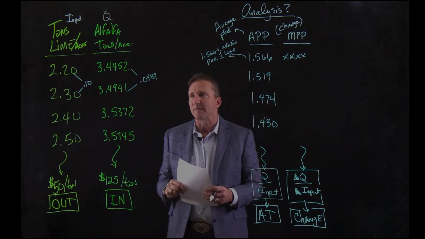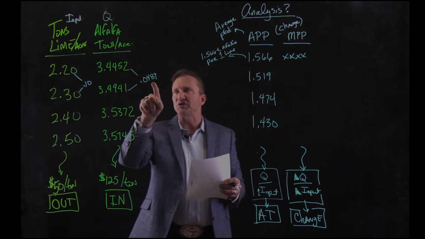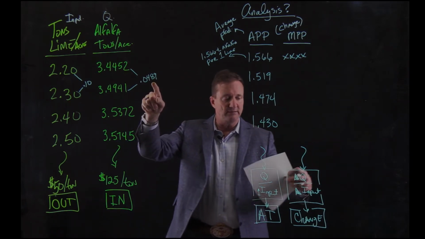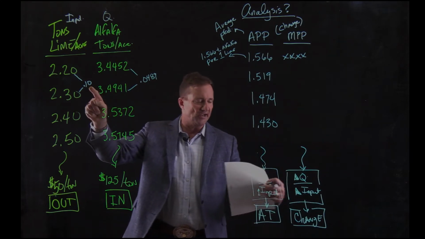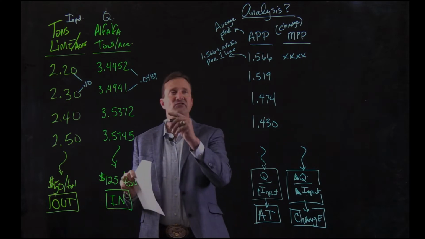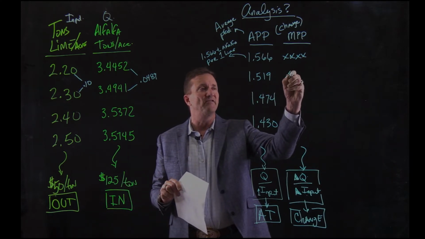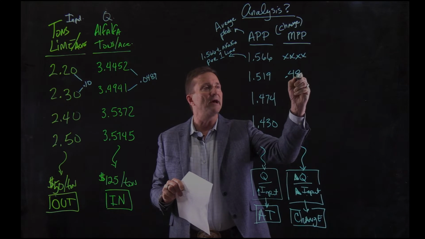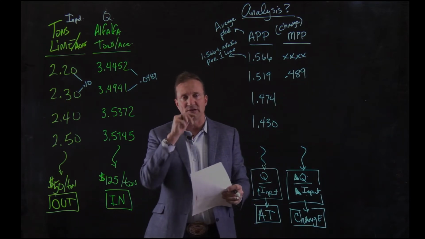0.0489. So if you took that number, the change in quantity, and divided it by the change in the input, then you will get a new number, and that's going to be 0.489. Basically moving the decimal over a little bit.